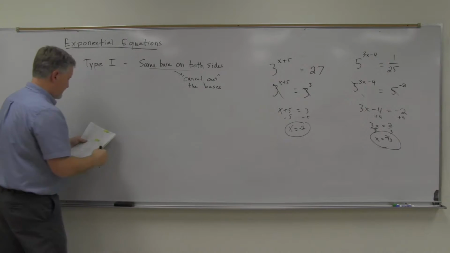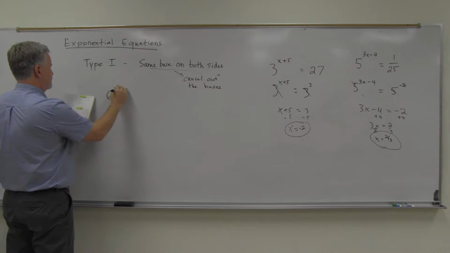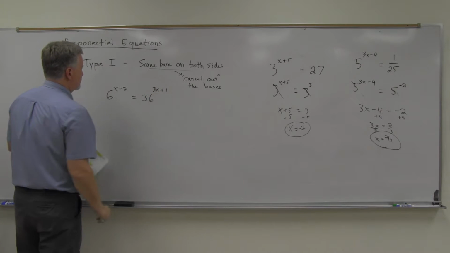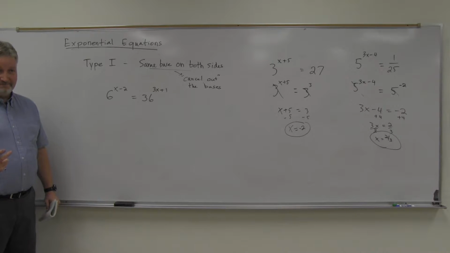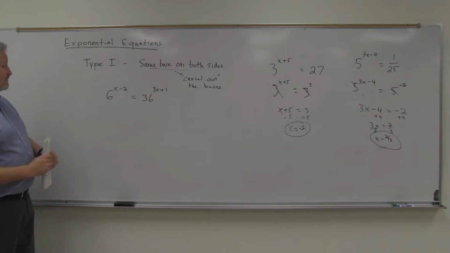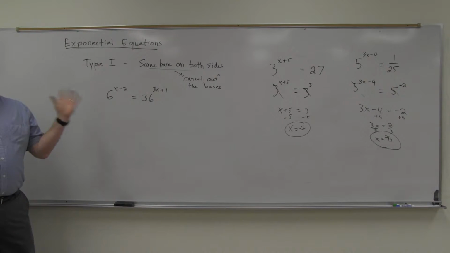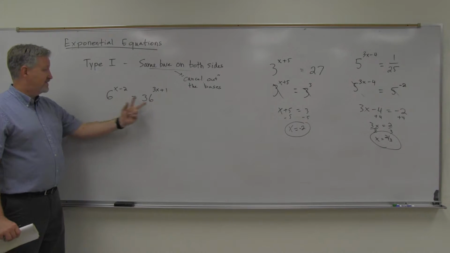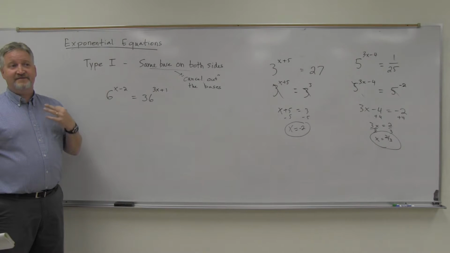All right, now here's about as tricky one as I'll put on these assignments. So I've got 6 to the x minus 2 equals 36 to the 3x plus 1. It's kind of tricky because at first glance you might say, well, cancel the bases, and you got x minus 2 equals 3x plus 1. The problem is I don't have the same base showing on both sides yet, do I? I got a base 6 here and I got a 36 here. However, 36 is a base 6, isn't it?